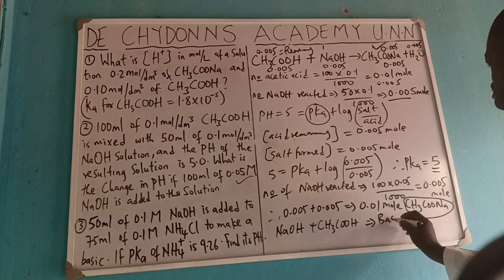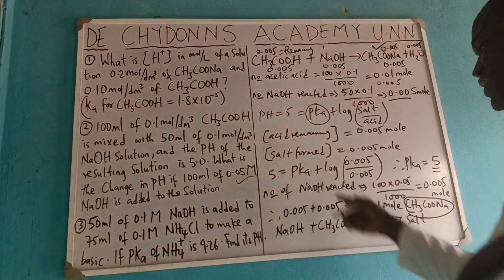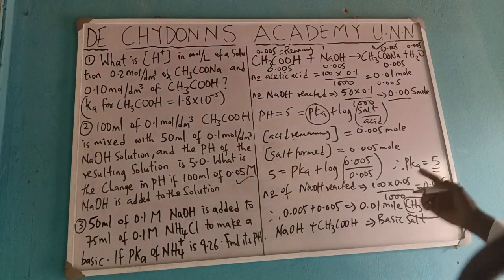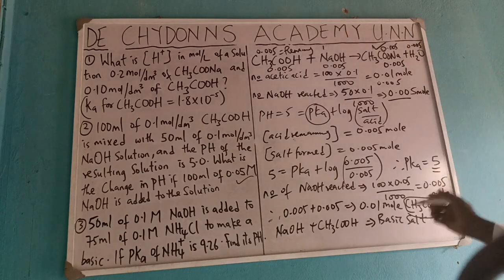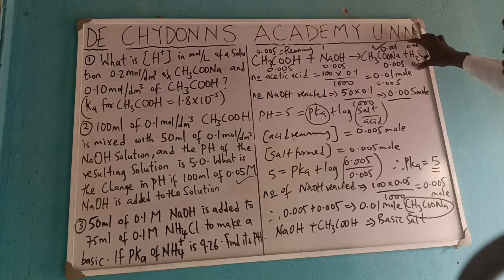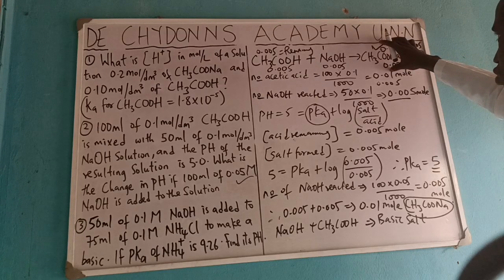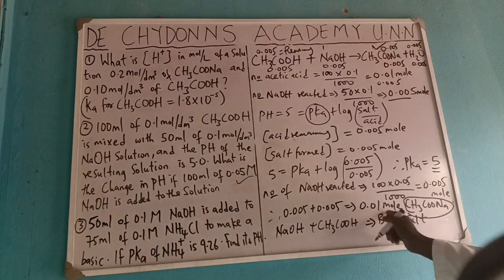So basic salt, because strong base will overshadow the weak acid, so it will give you a basic salt. So the resultant of what we'll be having is a basic salt. So we have this form and another 0.005 of water form. So water is 0.001 total. The basic salt is also 0.001 because when you add this and this, it will give you what we have here.